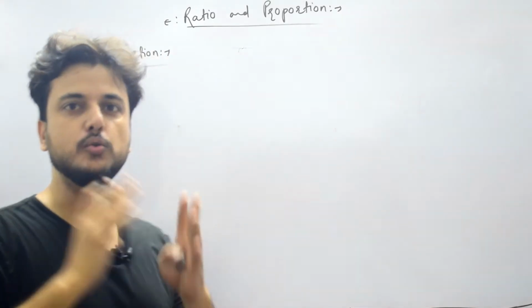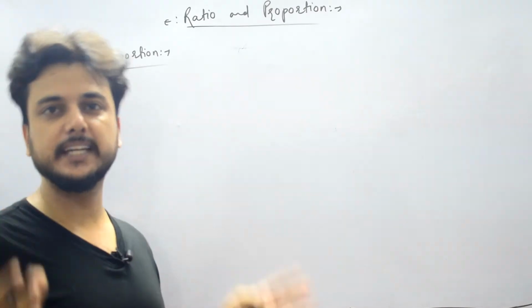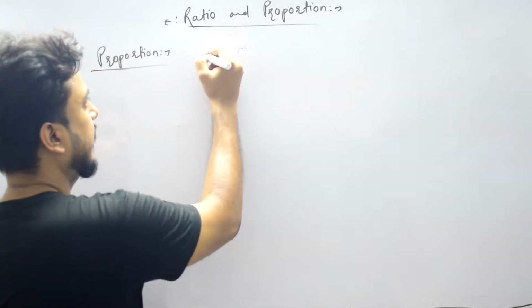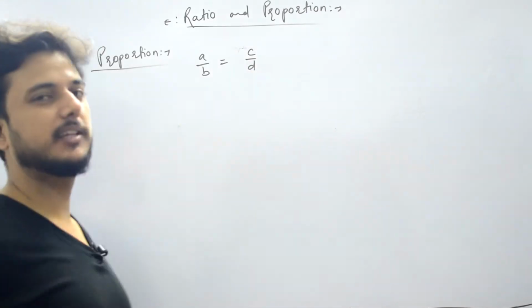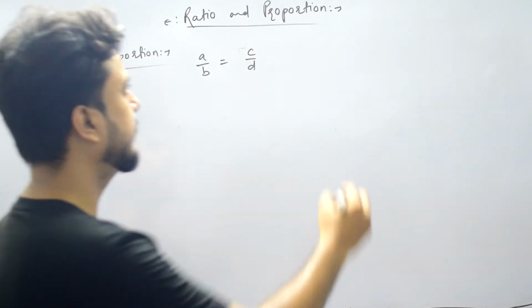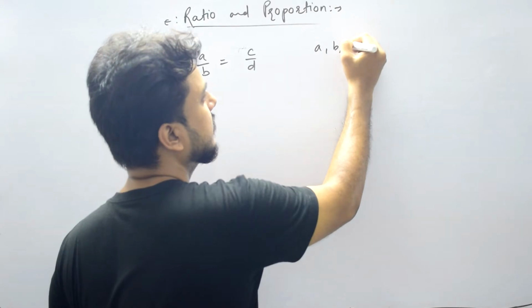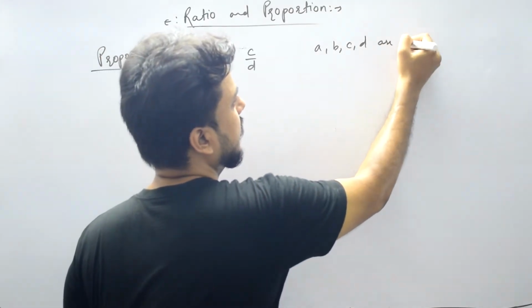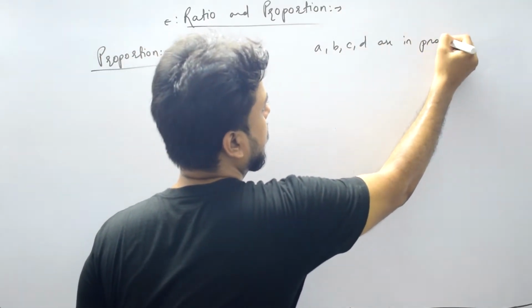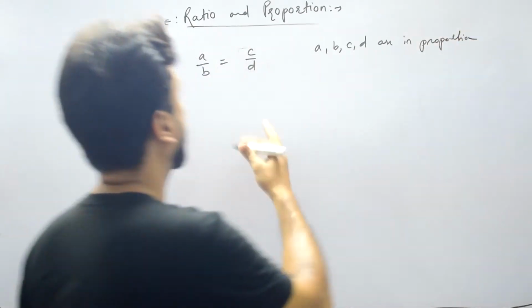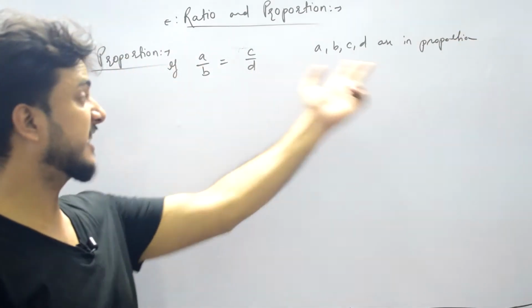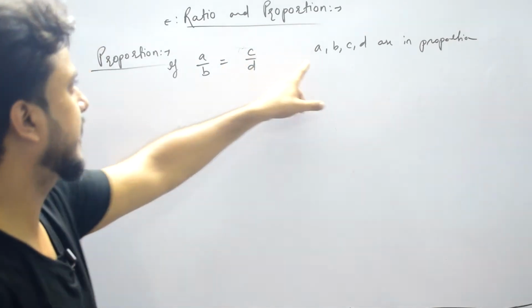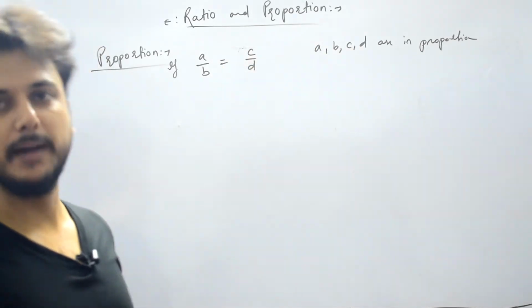Now see, if two ratios are equal, we say that they are in proportion. Suppose A by B is equal to C by D. If these two ratios are equal, we will say that A, B, C and D are in proportion. Understood? So if two ratios are equal, then we say that A, B, C, D are in proportion. That means A by B is equal to C by D.